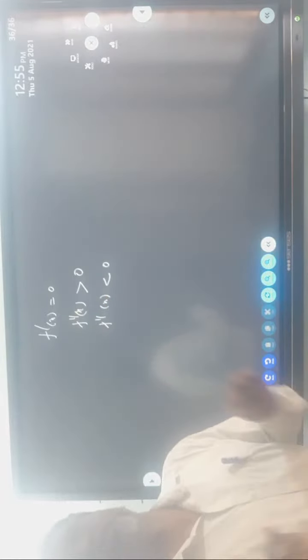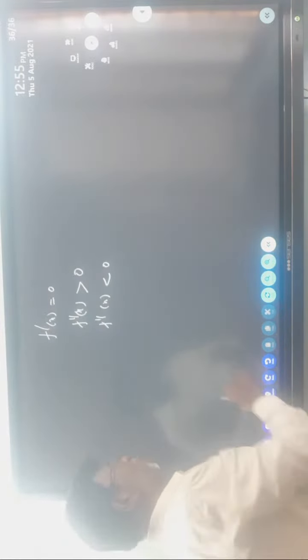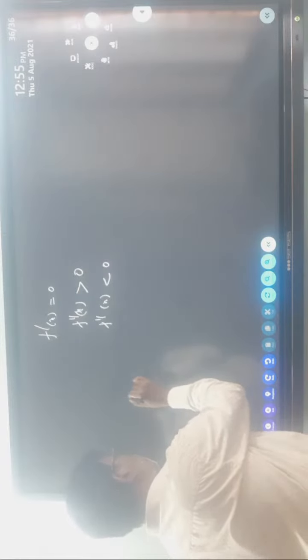This is the first concept. So now let me explain a few of the shortcut formulas one by one. First shortcut formula.